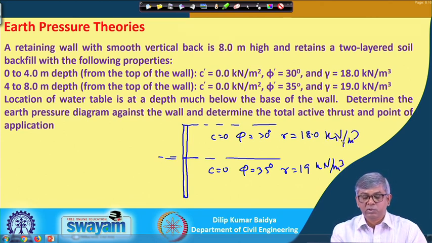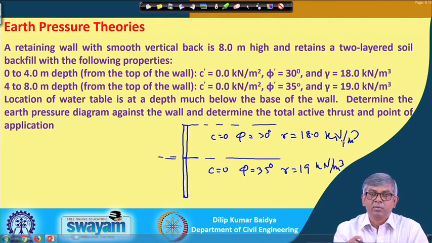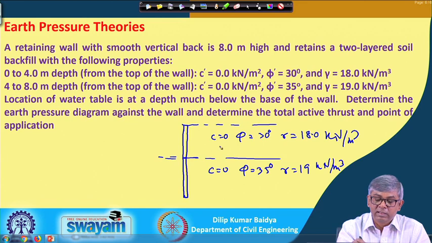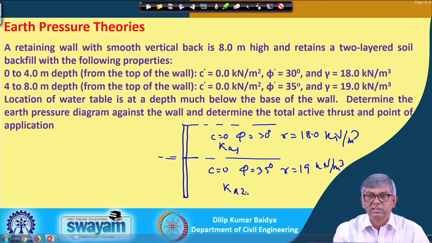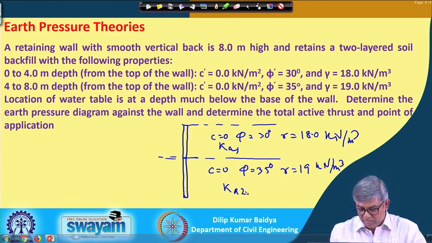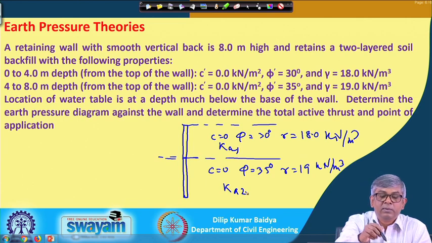So, because of this 2 layered soil, I have to find out now what will be the pressure and what is the total thrust, what is the point of application. So, here that means I have to find out what is the K A 1 here, what is the value of K A 2 here. So, this is the way we have to find out. So, I will go to the next slide and do it.